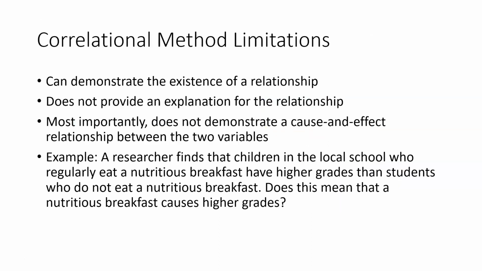There are some limitations with the correlational design. They can demonstrate the existence of a relationship, but they don't provide any kind of explanation for why that relationship might exist. And most importantly, this kind of study cannot demonstrate a cause and effect relationship between the 2 variables. You've undoubtedly heard this phrase before, correlation does not mean causation. So indeed, when you do a correlational study, you can't know for sure that the one variable is causing the other. So here's an example.